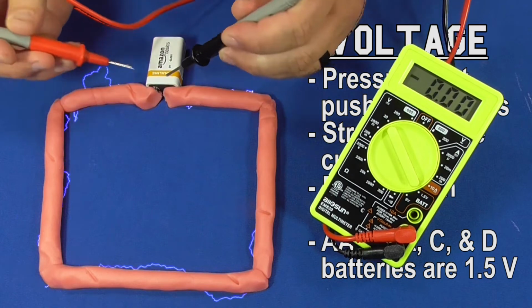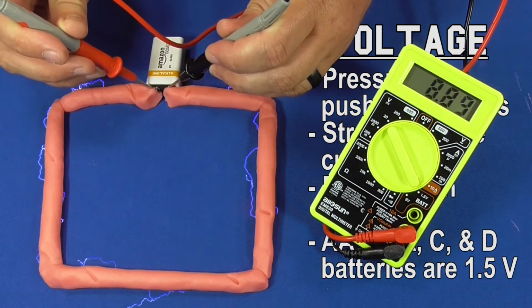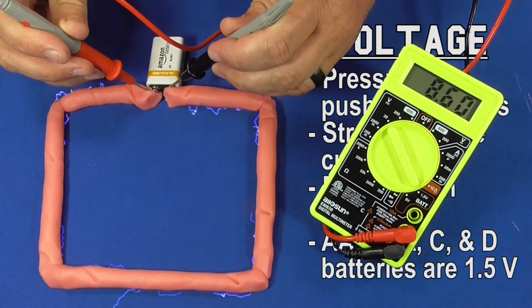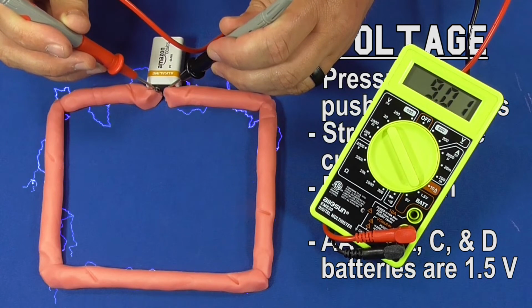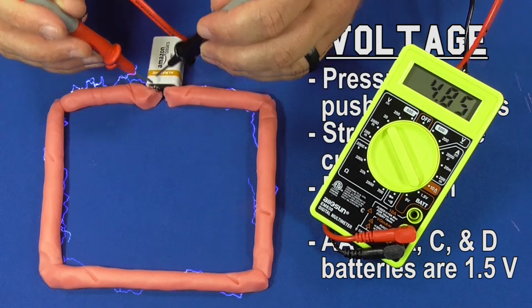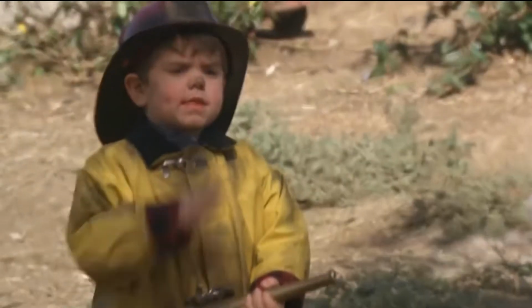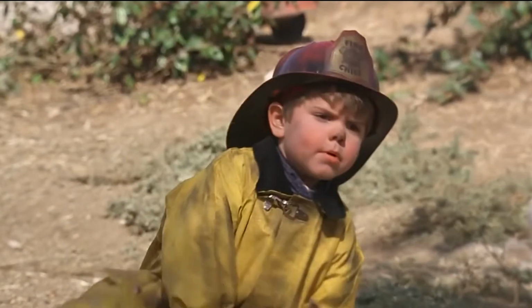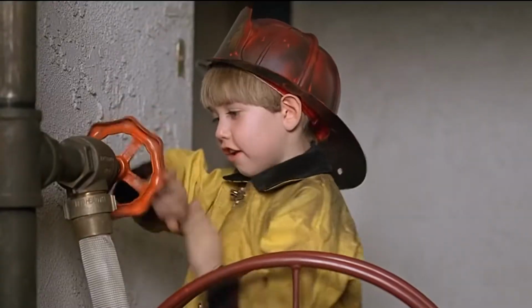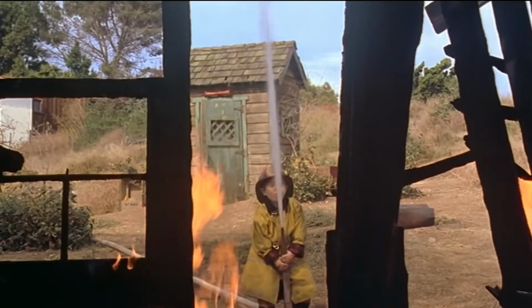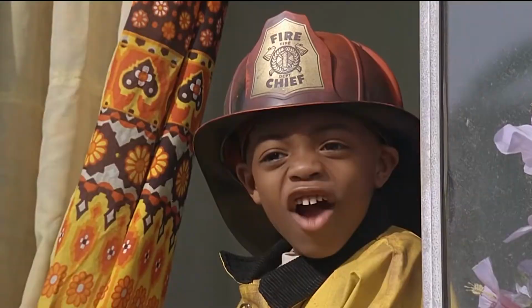Measuring the voltage directly from the two ends of my battery helps to explain why this is called a 9-volt battery. It has an electrical potential difference of 9 volts. Voltage is the force that pushes the electrical charge through the circuit. This force works like the pressure in a hose. If you increase the water pressure, you increase the force pushing the water through the hose.